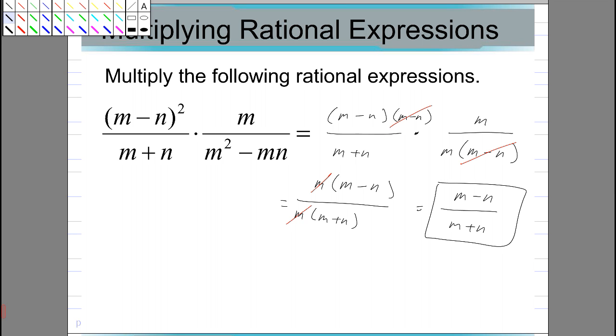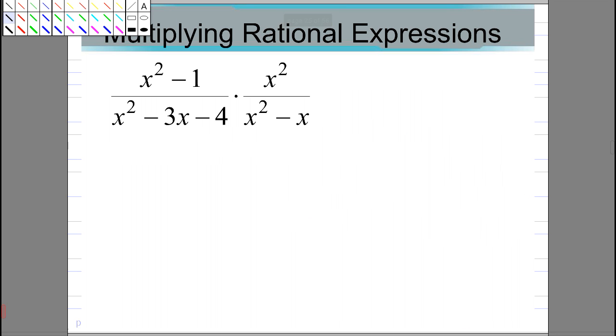Factor everything completely, cancel out any common factors, multiply together, and then simplify if there's anything left to do, which there was in our case. And of course, pause, go back as you need to as you're writing these things down.